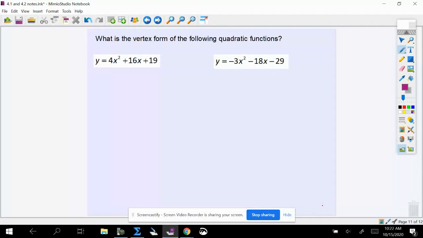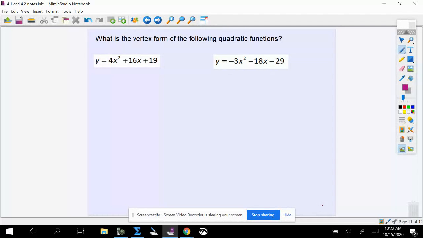So if you look at the first one, 4x squared plus 16x plus 19, you should know that it opens up because it has a positive number in the beginning. It's also very skinny. It's very narrow because it has a number bigger than 1 in the beginning. You should also know where it crosses the y-axis. You should know it crosses the y-axis at 19. So those are some of the things that we know just by looking at it.